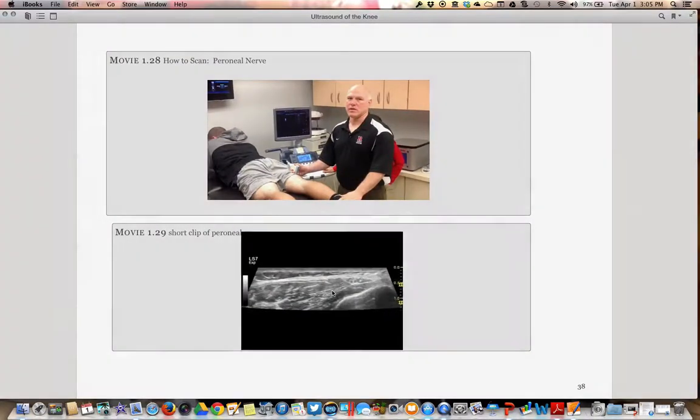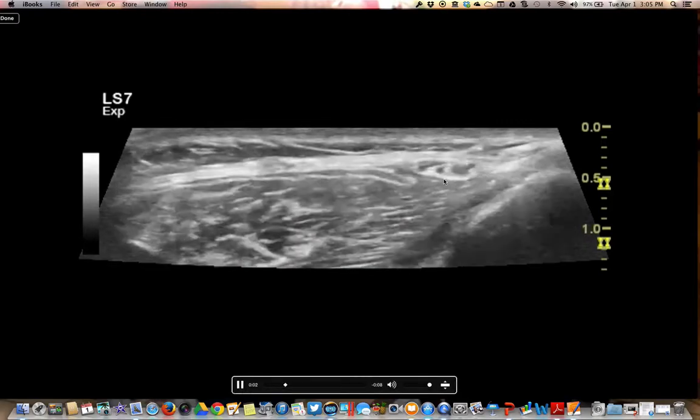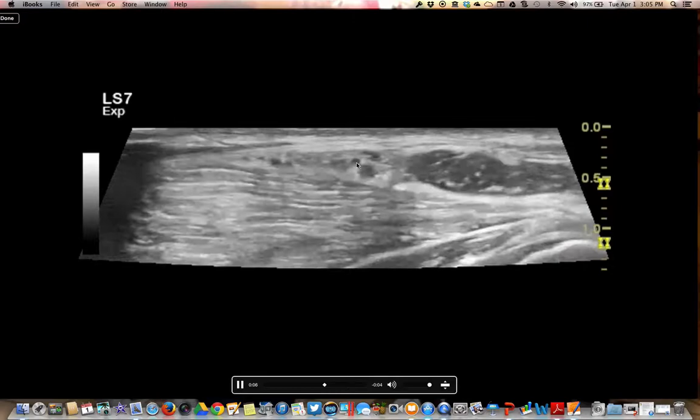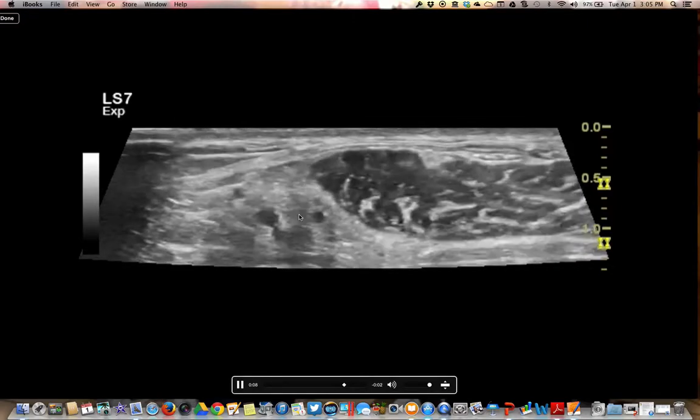Let's look at a short video clip of that. Peroneal nerve coming down, very superficial location, and starts to dive down deep.